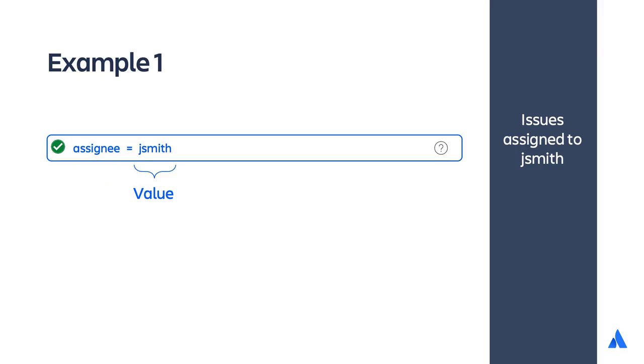jsmith is a value. In example 2, we replace the value jsmith with the function current user. Now, the query finds all issues assigned to the current user. The current user is the user executing this JQL or looking at the results of a saved filter, board, or gadget that uses this underlying JQL.